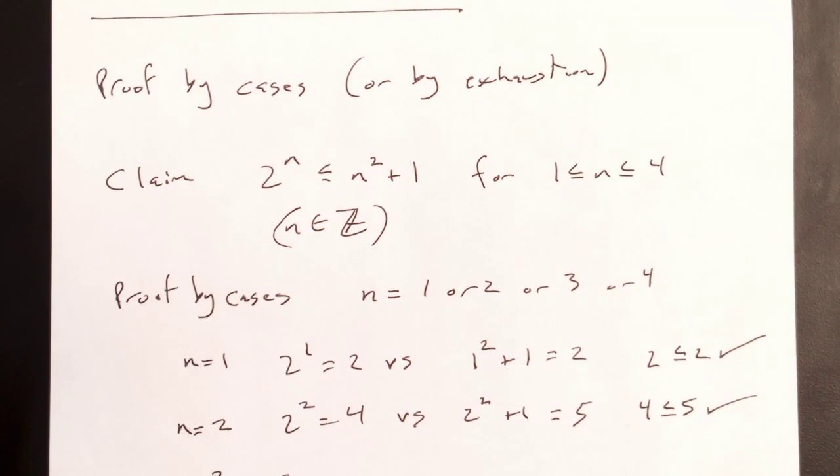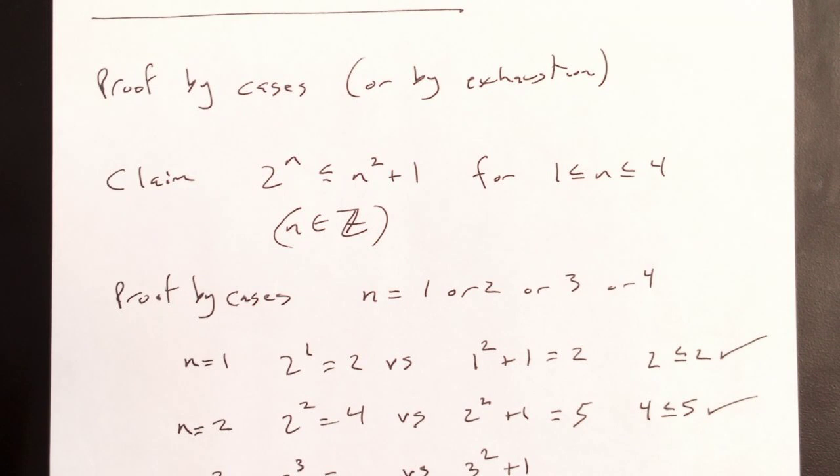N equals 3. 2 to the third versus 3 squared plus 1. 2 to the third is 8, 3 squared plus 1 is 10. 8 is less than or equal to 10. N equals 4: 2 to the fourth versus 4 squared plus 1. And 16 is less than or equal to 17. That works. Those are all the possible.